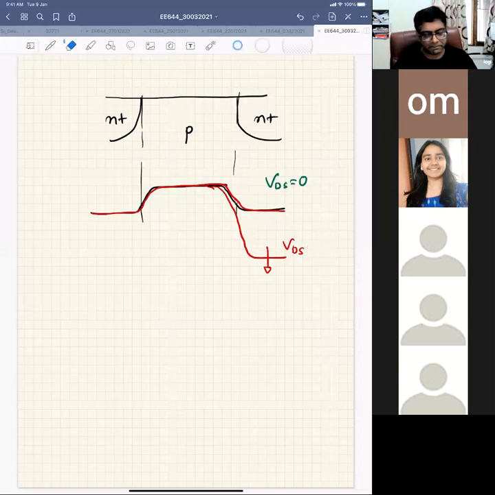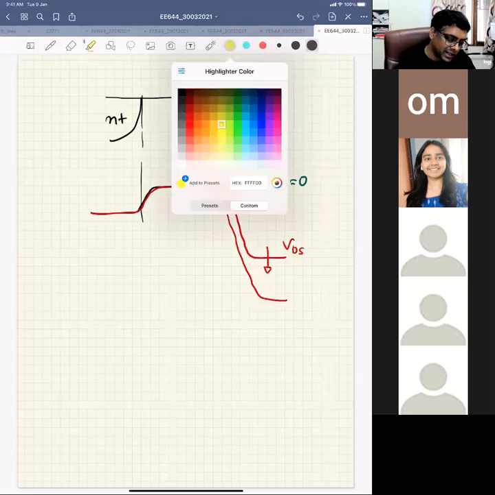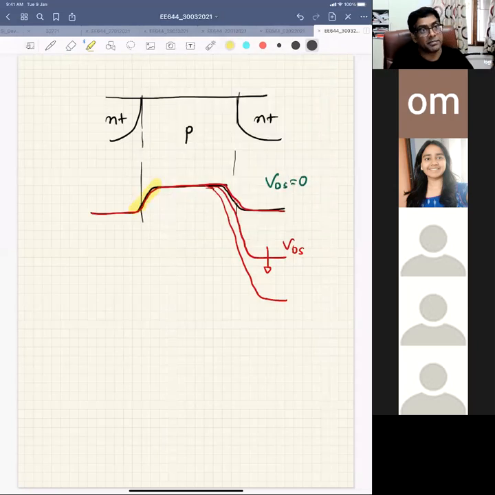But you see, when the channel is long, even if you go on increasing this VDS, your source to channel barrier is not affected. This source to channel barrier is staying the same. But if you go to a short transistor, right?